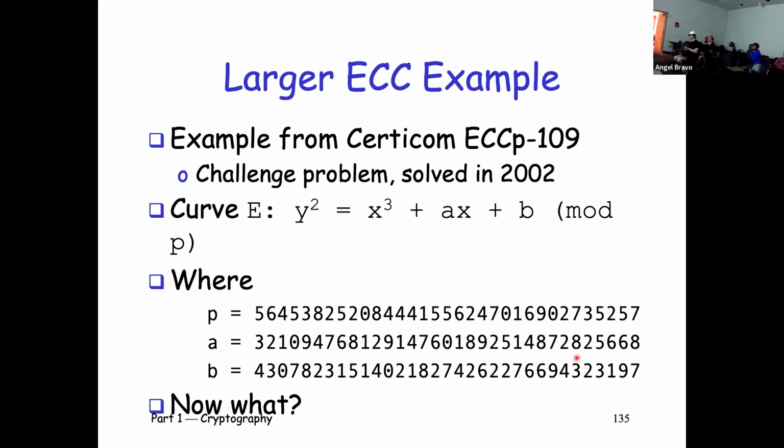Now there's a larger value here. Again, like the textbook is just trying to tell you, we are just walking our way with the toy examples, but there are some already well-known curves that are useful for encryption. So now look at these gigantic values, right? P is the modulus, A and B are the coefficients of the polynomial, right? X and B, A and B.